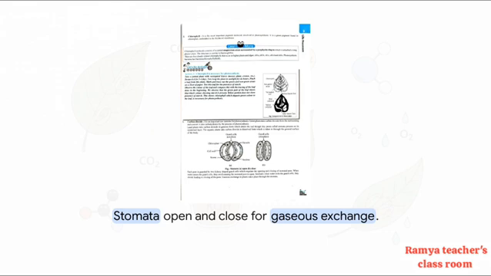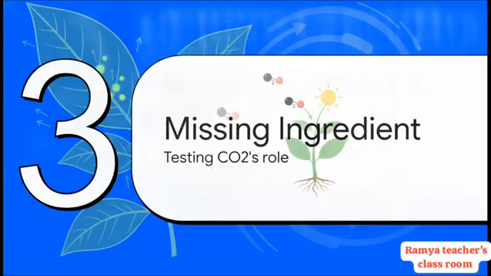And it's pretty cool. Each pore is guarded by 2 kidney-shaped cells that swell and shrink to literally open and close the hole. When they open, gaseous exchange happens. The plant literally inhales carbon dioxide from the surrounding atmosphere right through these tiny doorways. Which brings us to Section 3, the missing ingredient mystery, testing CO2's exact role.